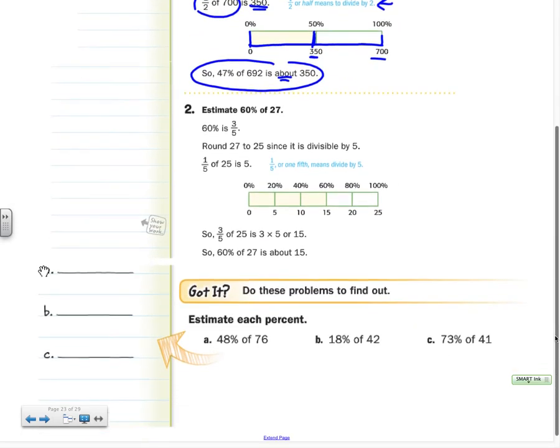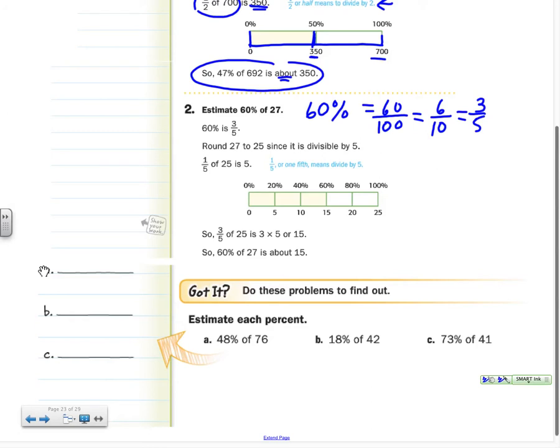Estimate 60% of 27. So if I remember, 60% means 60 hundredths. And if I simplify that, I get 6/10, but I still have to simplify, I get 3/5. See if you can remember that.